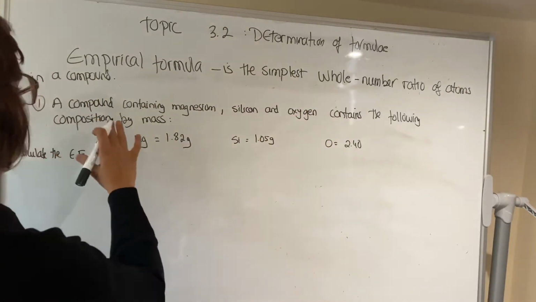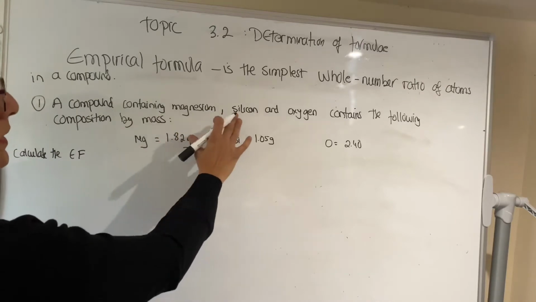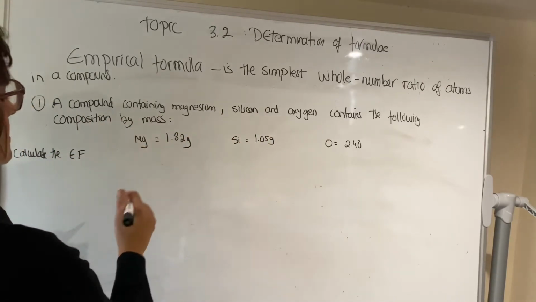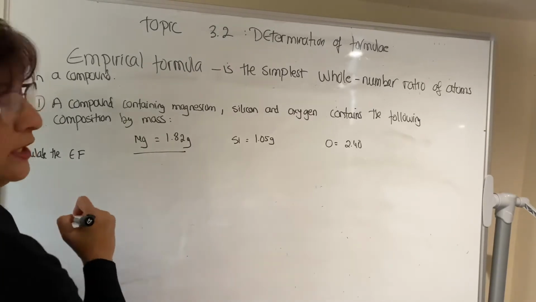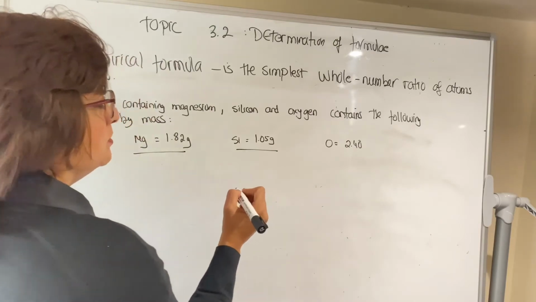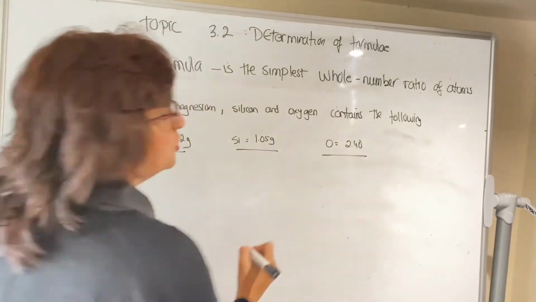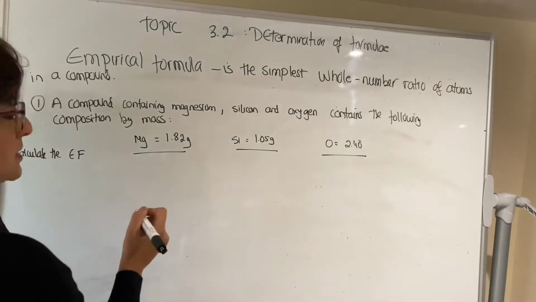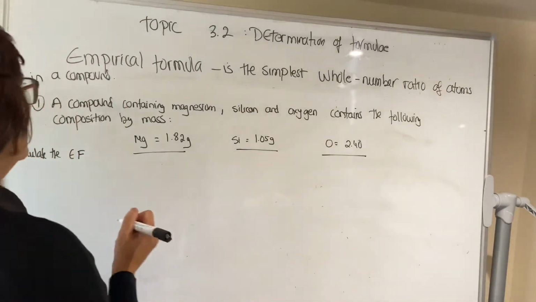A compound containing magnesium, silicon and oxygen contains the following composition by mass: magnesium 1.82 grams, silicon 1.05 grams, and oxygen 2.4 grams. I'm going to show you how to calculate empirical formula now by using this example on the board.